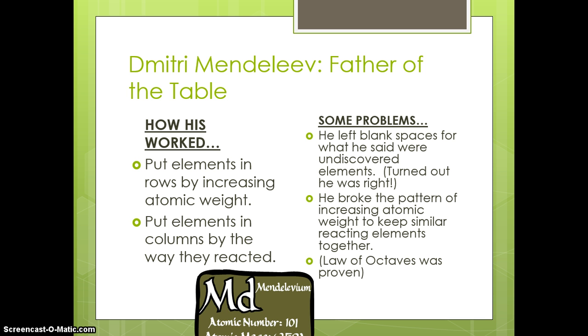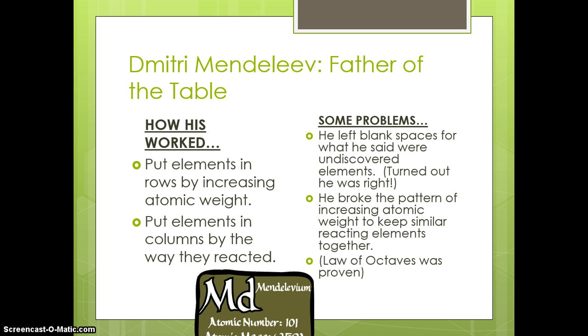When he decided to arrange them, he looked at atomic weight as a valuable property to be able to organize them. So first he arranged them all in rows by increasing atomic weight and then put them in columns based on how they reacted. What he noticed is that sometimes to keep his pattern, he had to leave some blank spaces, and so he did that for some undiscovered elements, and later on those elements were found to be existing. So he was able to correctly predict these unknown elements.